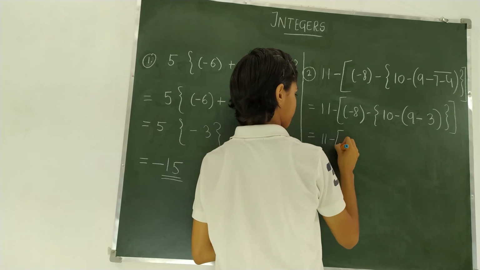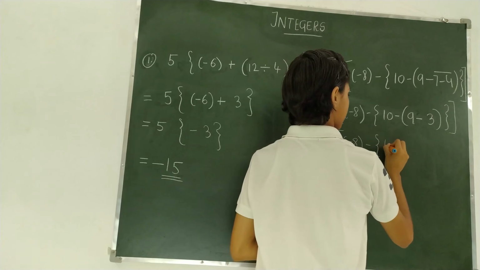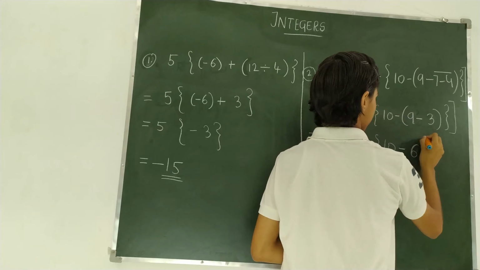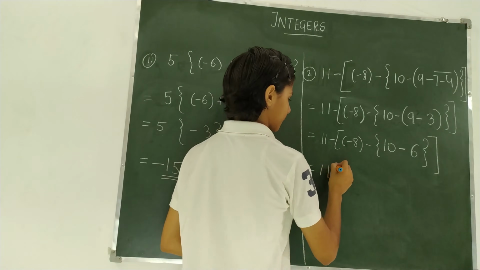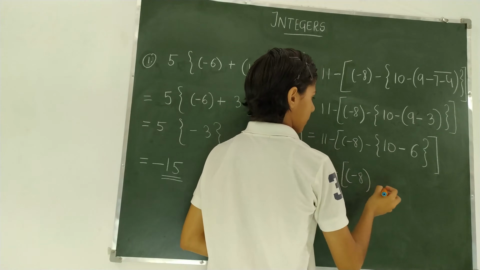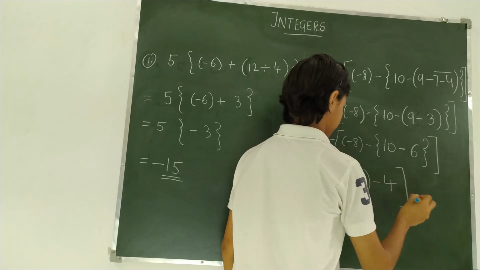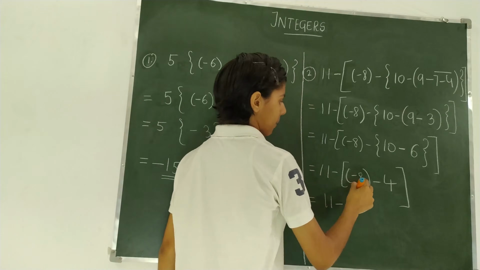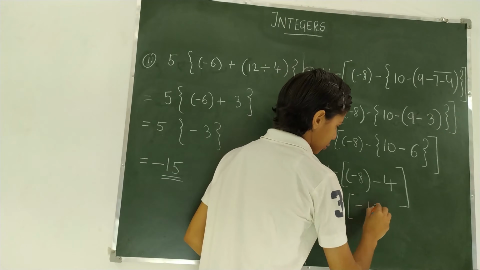Next step, minus 8, 10 minus. Now 9 minus 3 is 6. Then minus 8 minus 10 minus 6 is 4. Now minus 8 minus 4 will be minus 12.